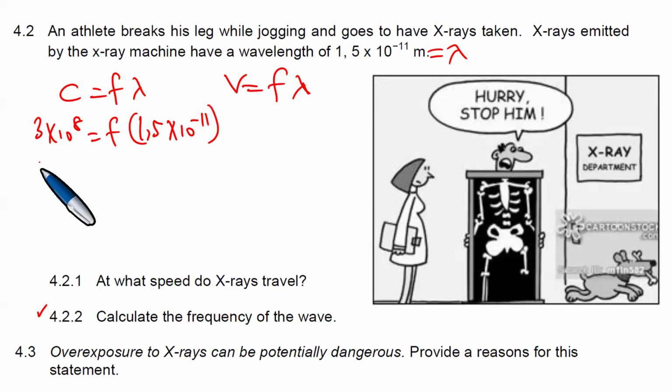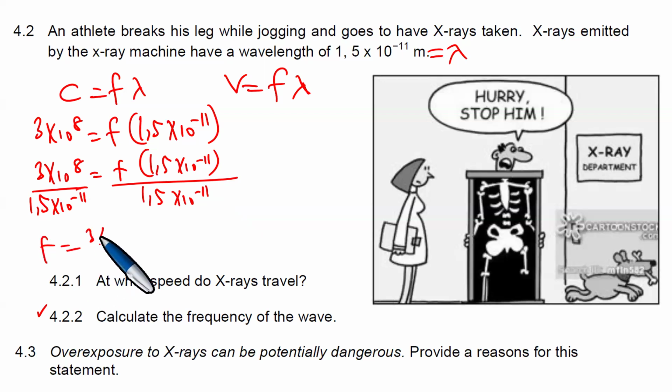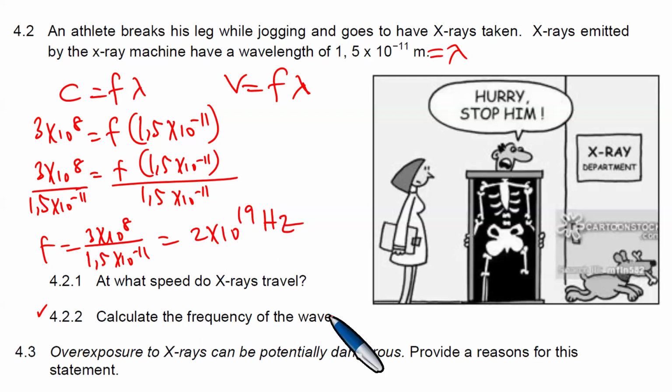And therefore, you have 3 times 10 to the 8th power, which is 1.5 times 10 to the minus 11. You divide by 1.5 times 10 to the minus 11, which means the frequency is 3 times 10 to the 8th power divided by 1.5 times 10 to the minus 11. And if you divide everything, it is 2 times 10 to the 19 hertz. So the frequency of the wave is 2 times 10 to the 19 what?